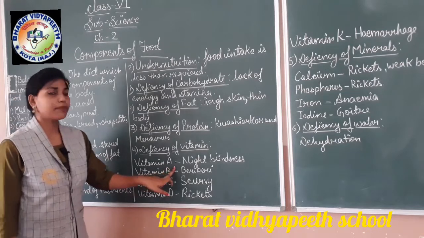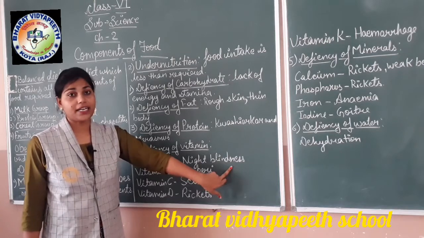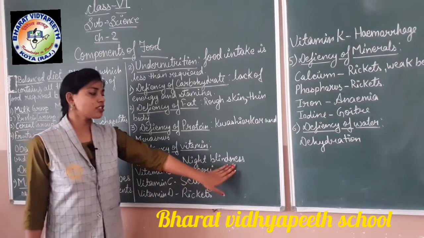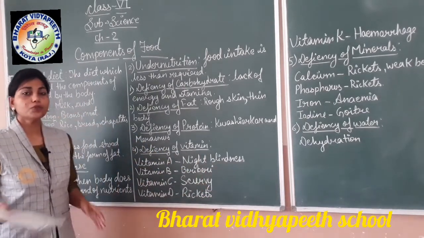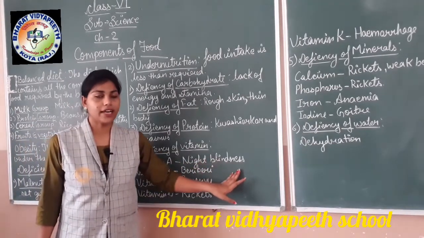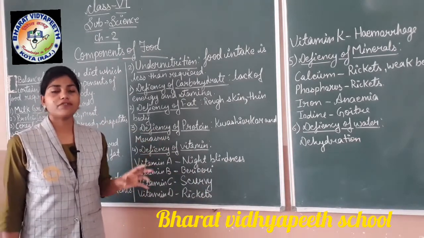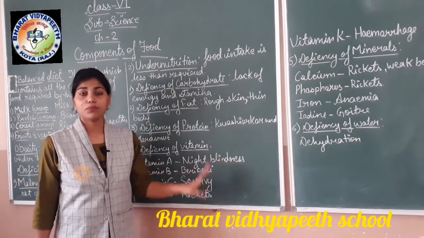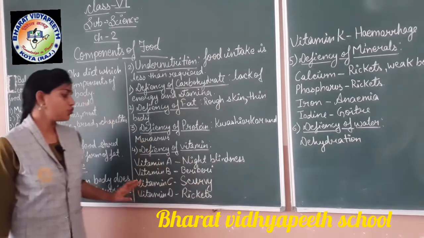If you do not take a proper amount of vitamin A, then you may suffer from night blindness. Night blindness is a disease related to the eyes in which a person cannot see at night. The eyesight becomes weak. To overcome this disease, you should take fruits and vegetables which are rich in vitamin A, like apple and other things, so that your eyesight increases and this disease may be reduced.